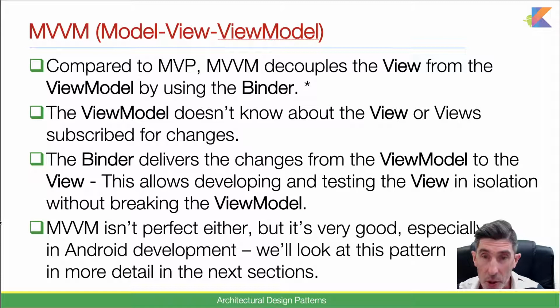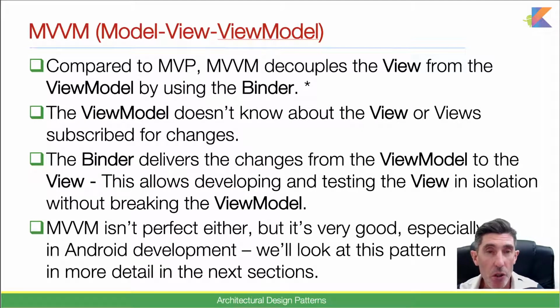Okay. Now the binder itself delivers the changes from the view model to the view. This allows developing and testing the view in isolation without breaking the view model. Again, because the components are all nice and separated, nice and decoupled, you can test independently, which would have been a lot harder back in MVC, and even with MVP a little bit as well. Now, just as a counter argument, MVVM isn't perfect either, but it is very good, especially in Android development. And as I say, we will look at this pattern in more detail in later sections.